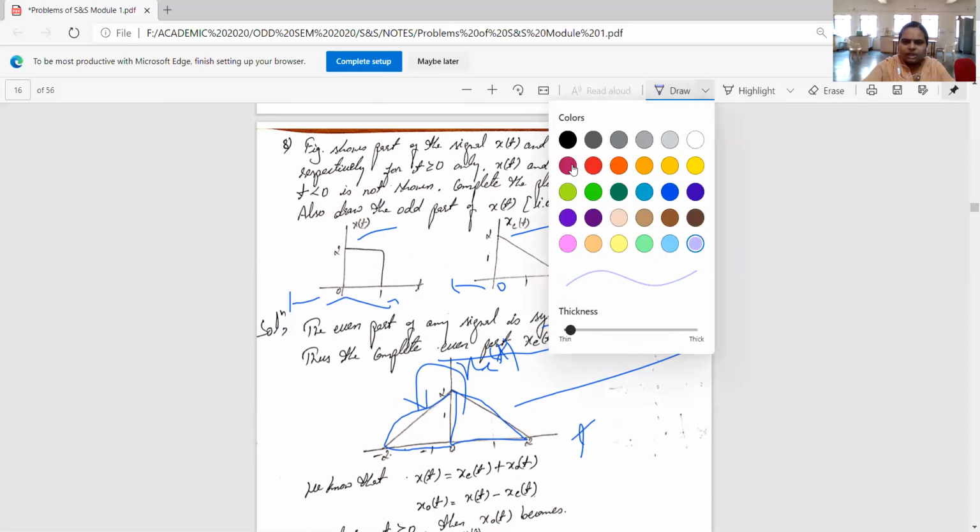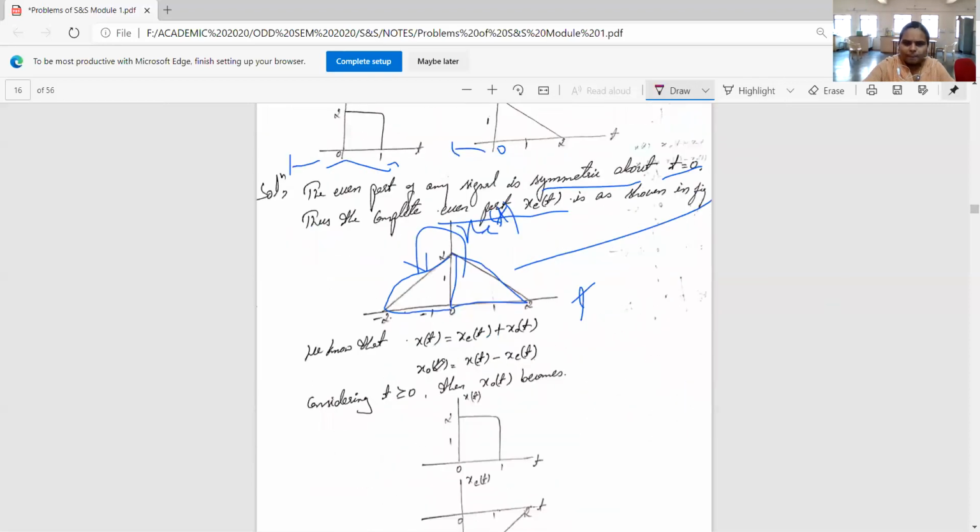Next, we go for the next part, where we can find x of t and also the odd part. Okay, before that we know that the equation x of t is equal to the even part of the signal plus the odd part of the signal. It means a signal consists of both even part and odd part. What we have to calculate is x odd of t. For that reason, we will write x odd of t on this side, and x odd of t is going to be taken as x of t minus x e of t.